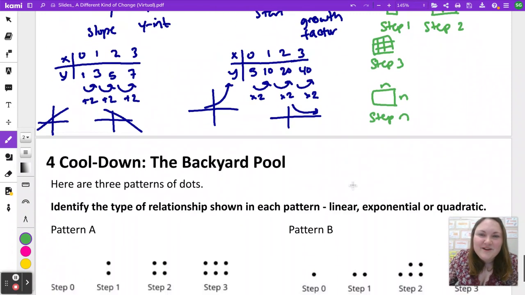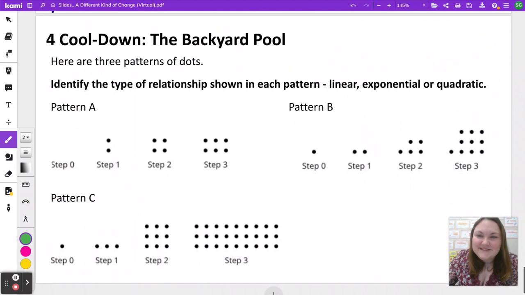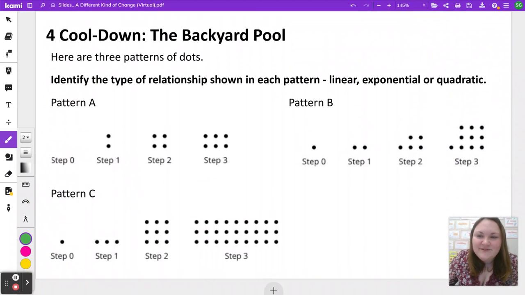And so to summarize and to practice everything we've learned in this lesson, here is your cool down. I've got 3 different patterns here, and your job is to identify which pattern is linear, which is exponential, and which is quadratic, as well as thinking through how you know and the why behind it. Go ahead, pause the video, and try this last problem here. This is a great way for you to check in and see how well you understand this new topic.